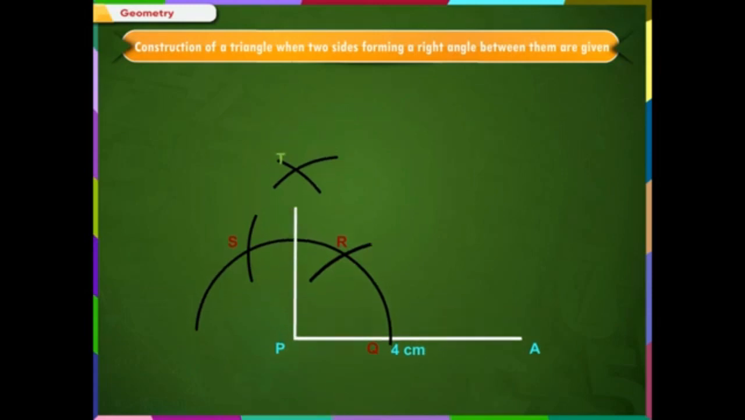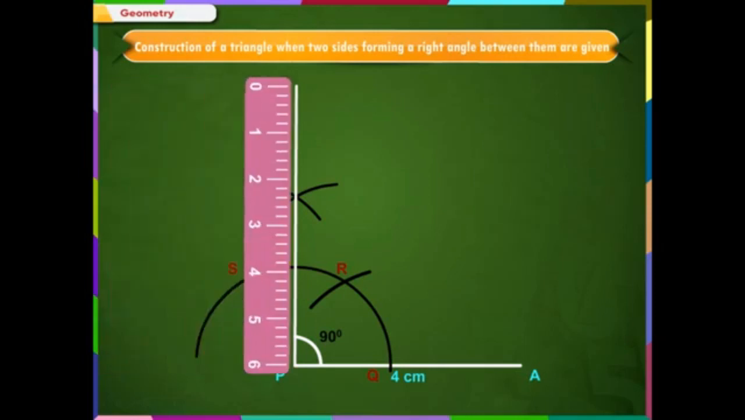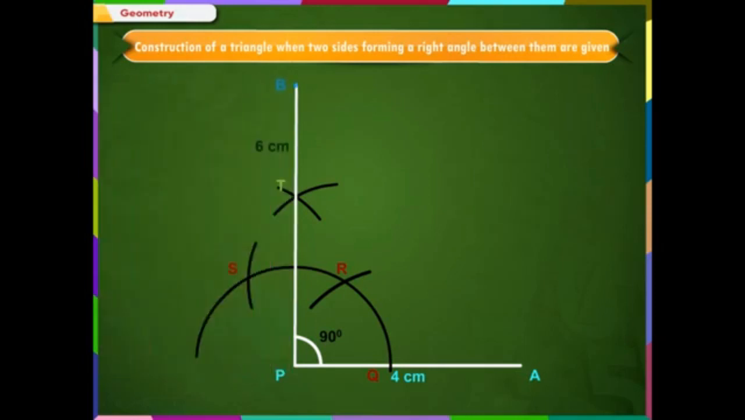Now join T to P. The angle APT is 90 degrees. On PT, measure 6 cm and name the point B. Join B to A. This is the required triangle APB with 4 cm and 6 cm sides and angle P equal to 90 degrees.